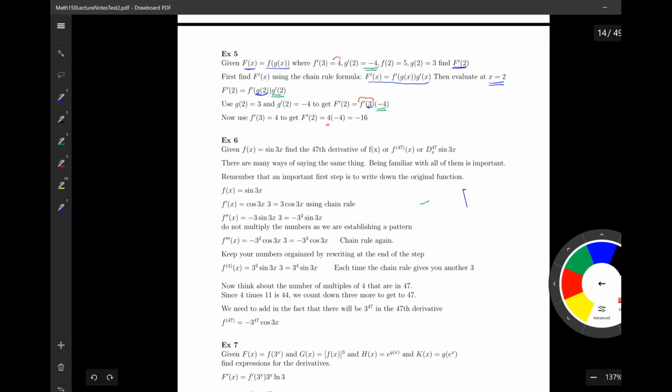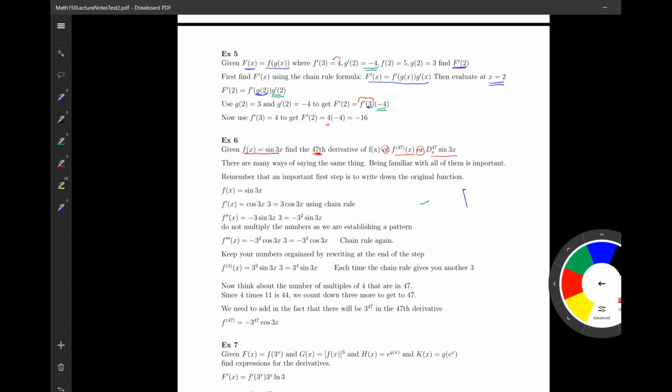All right, so moving on to this next one. So here's the function. Find the 47th derivative. So it could say that in words, or you could be asked to find this, or you could be asked to find this. All these three things are the same way of saying take the 47th derivative.